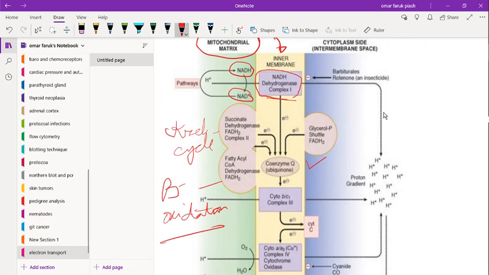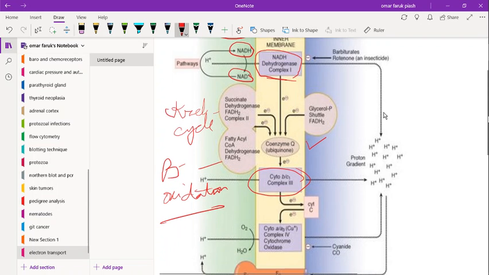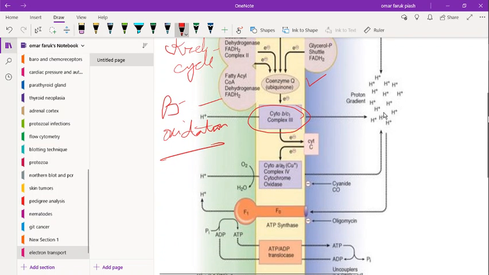From ubiquinone the electron enters complex 3, and from complex 3 it enters complex 4. This is the high yield place where lots of things happen. First of all, here there is Fe3+, that means ferric.